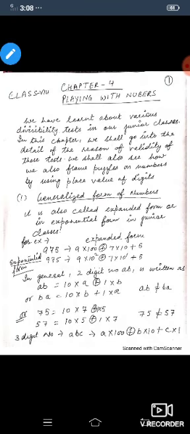Good morning, class 8. Today we'll do chapter 4, Playing with Numbers. This is a fun-filled chapter. You will surely enjoy this chapter while doing it.